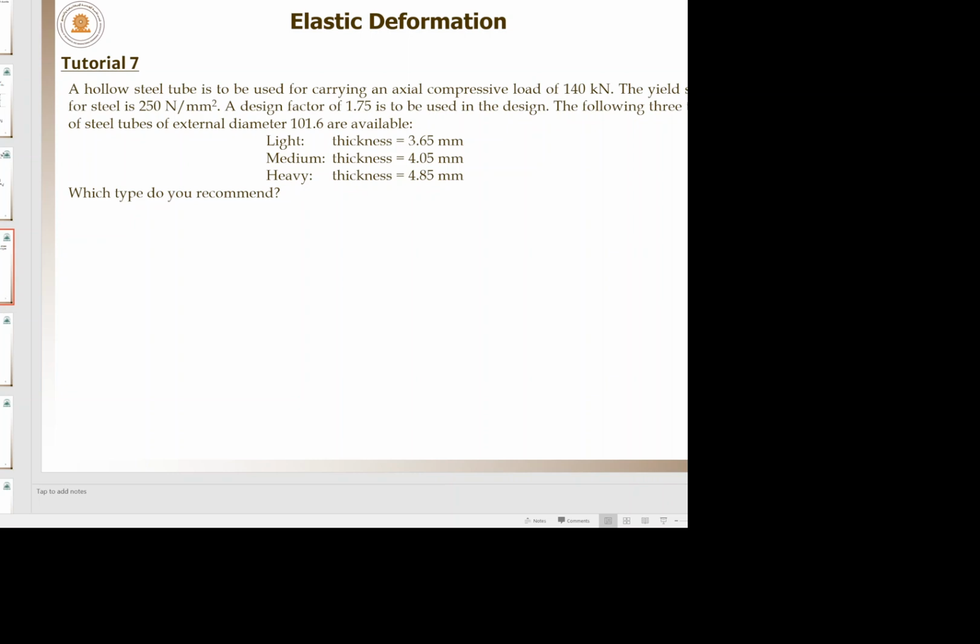Now he has three different sizes, and he is asking us which size we will select. That's all. So one is what? The outside diameter is how much? Let me first draw the three tubes. I have one tube, outside diameter 101.6. What is the thickness? 3.65, is it not? So let me draw all three tubes.